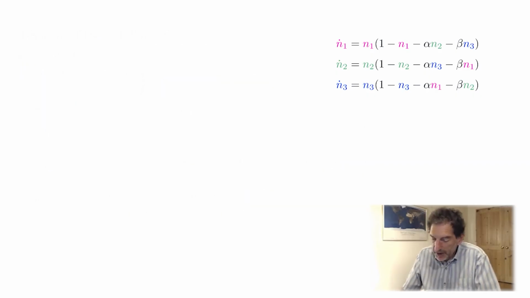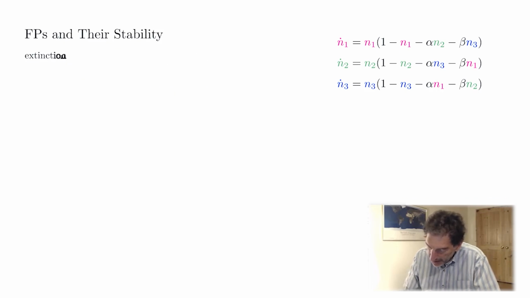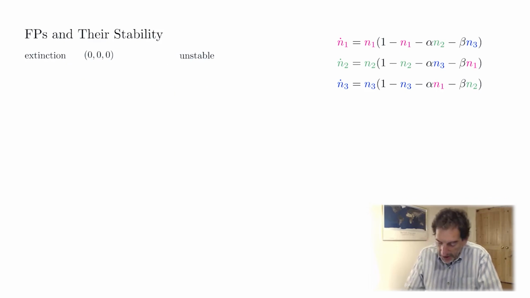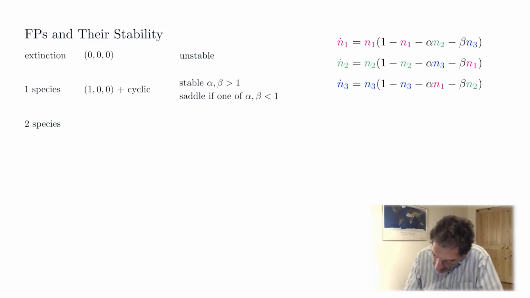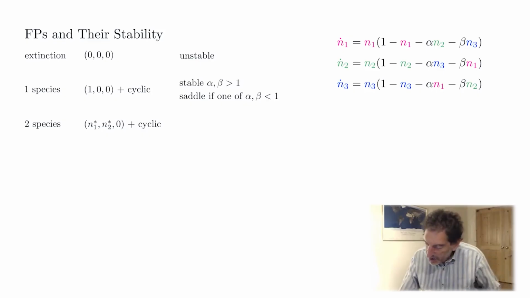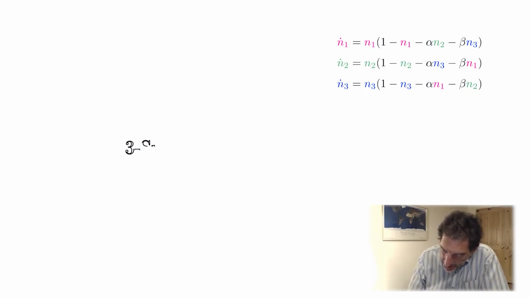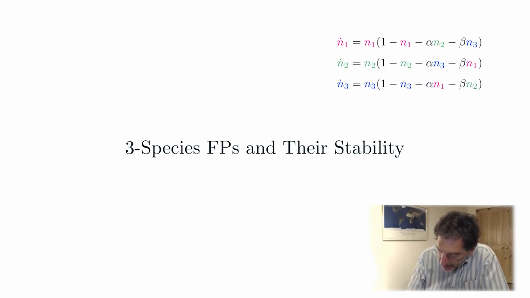Now we've analyzed what happens at the two species fixed point, and then we can go back and say that we found our two species fixed points. They're like n1 star, n2 star, 0, plus cyclic permutations. And in general, these two species fixed points are unstable. I'm not saying much more about these because this is not the interesting situation of the system. So let's look at the three species fixed point and its stability.